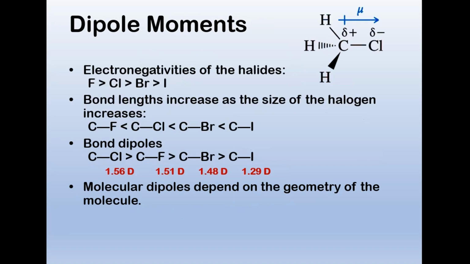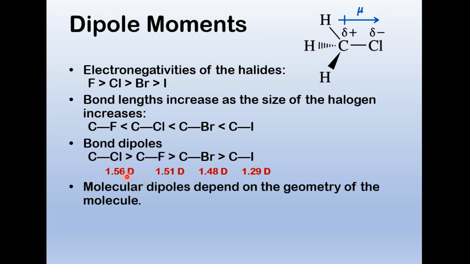Vicinal, and so we should be able to predict the trend in electronegativity from the periodic table. Increases from bottom to top. So that means fluorine is the most electronegative, followed by chlorine, followed by bromine, followed by iodine. And it says bond length increases as the size of the halogen increases. And once again, we should be able to make that size prediction from looking at the periodic table.